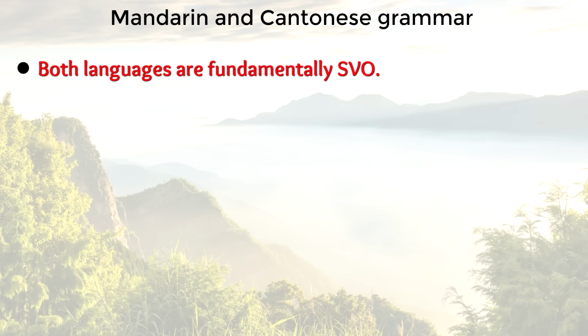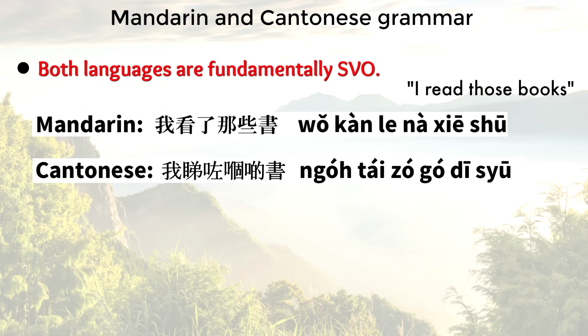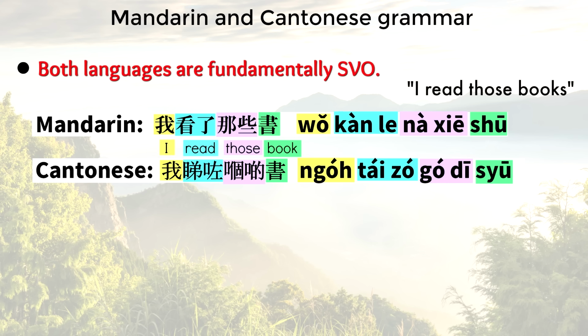Differences in grammar. Both languages are fundamentally SVO. For example, here's a sentence meaning I read those books. First, in Mandarin. 我看了那些書 Next, in Cantonese. 我睇咗嗰啲書 Word for word, both sentences translate as I read those book. So you can see that both are SVO, subject, verb, object.